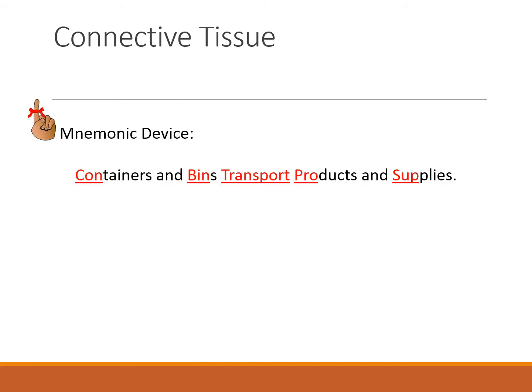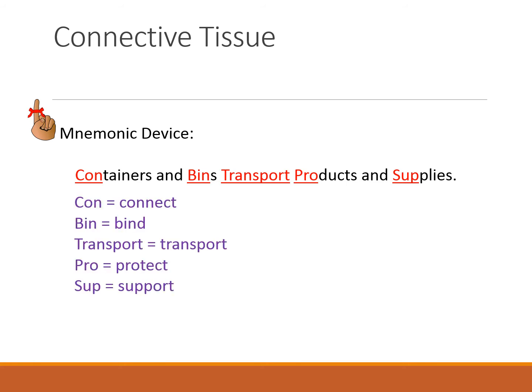A handy mnemonic device to remember the functions of connective tissues was provided by a student in class last semester. This device is containers and bins transport products and supplies. Do you remember what functions the red letters on this slide correspond to? The con in containers stands for connect. Bin means bind. Transport, well, obviously that's transport. Pro stands for protect, and sup stands for support.